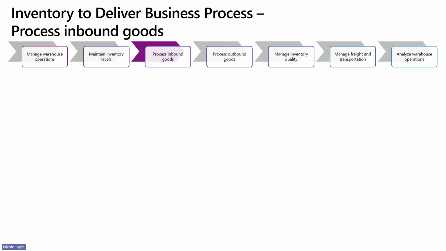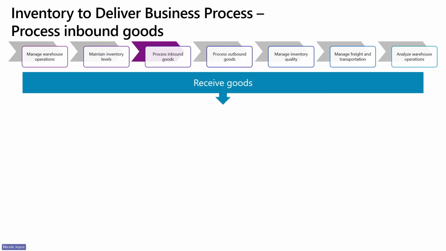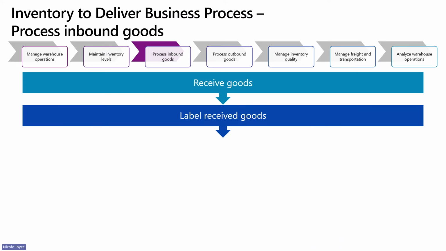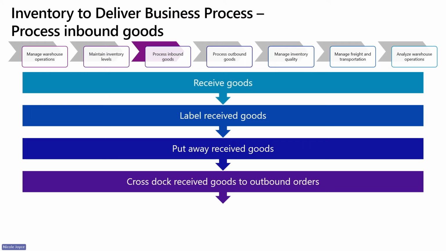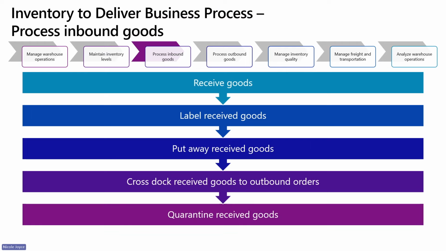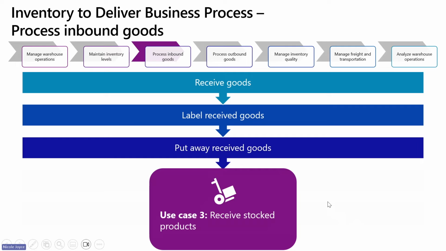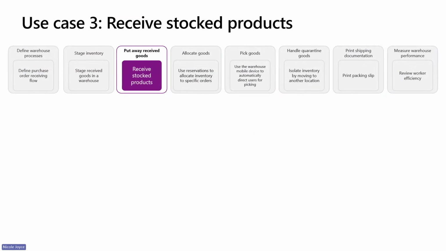Okay, now we can move on to our next business process area, which is process inbound goods. So our level 3 business processes in this area include receive goods, label received goods, put away the received goods, cross-stock received goods to outbound orders, and quarantine received goods. So the level 4 scenario we're going to focus on here for use case number 3 is receive stocked product. So let's look at our use case. Again, we're under the put away received goods business process, and we're looking at the receive stocked products scenario.